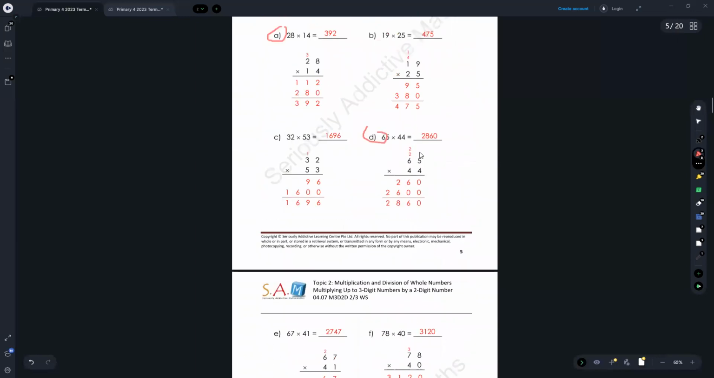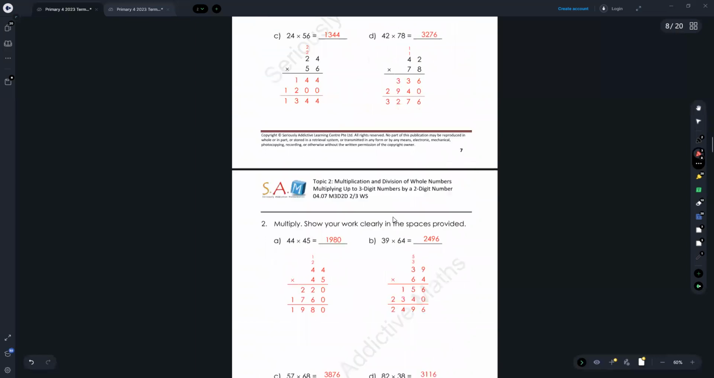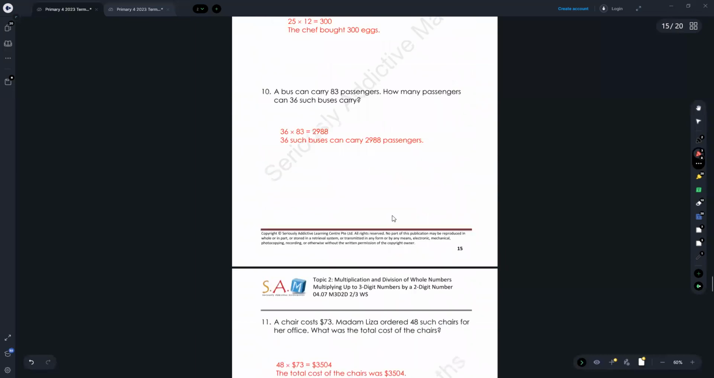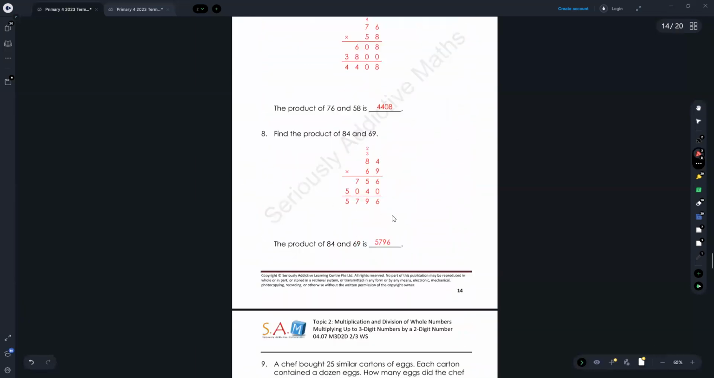Just make sure that they know how to do this on their own, right? As I mentioned just now, get them to draw the lines down to make it easier for them to see, especially when it comes to renaming, if possible. So yeah, we skip all these questions and move on to word problems.